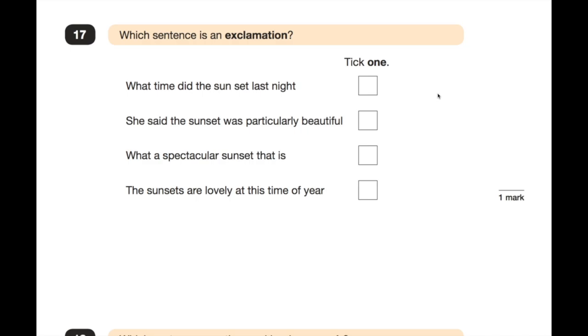Number 17, saying which sentence is an exclamation. An exclamation would have an exclamation mark at the end of it, but they've removed that so that it makes it more difficult for you. Now, you should know that an exclamation usually starts with the word what or how. In the first sentence, we have, what time did the sun set last night? Well, we know that that's a question, so that one can't be an exclamation. The next one says, what a spectacular sunset that is. And the fact that this person is exclaiming that, what a spectacular sunset that is, that will need an exclamation mark, so therefore that is the exclamation.